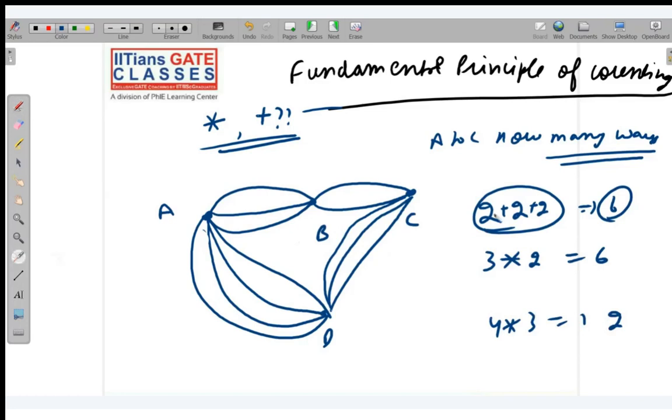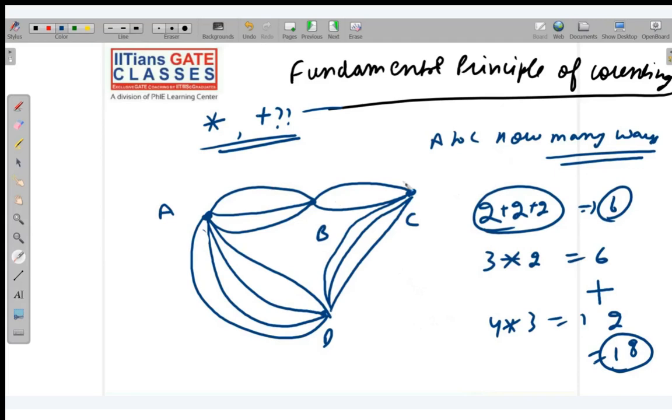Now can anybody tell me what are the total ways of reaching from A to C? Total ways are 6 plus 12, that is 18. Why have I written a plus here? Obviously, I have counted total ways. So 6 ways from here, 12 ways from here. So how many ways are there? Obviously 6 plus 12, that is 18. Okay, so this is the basic fundamental principle of counting.